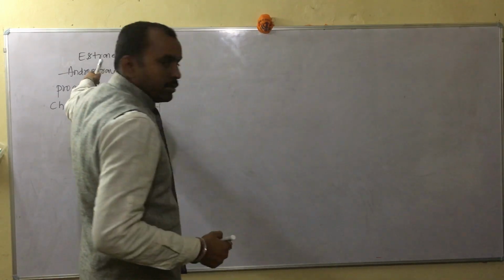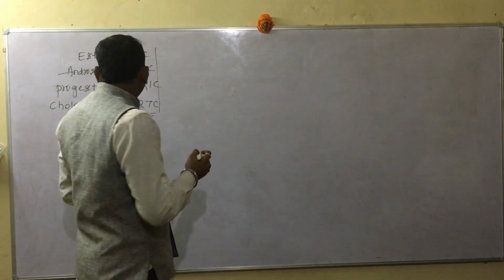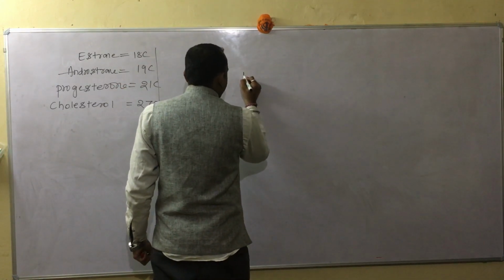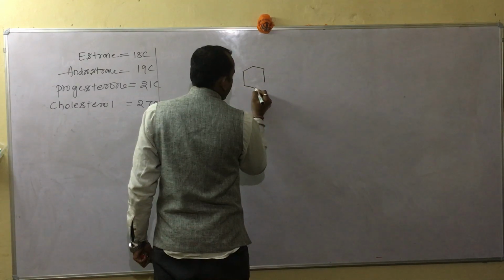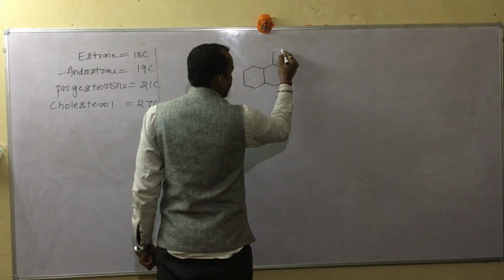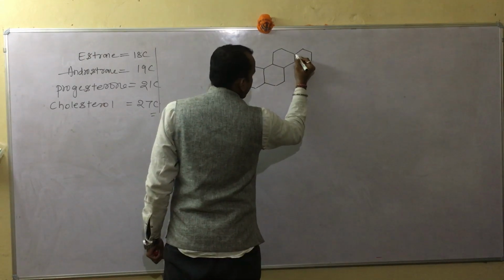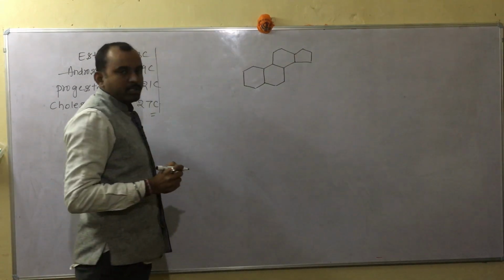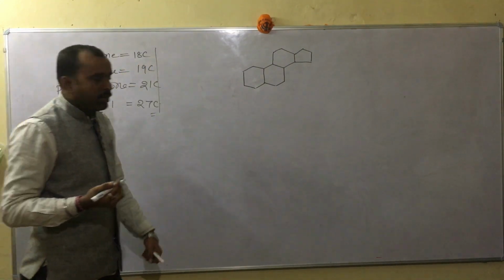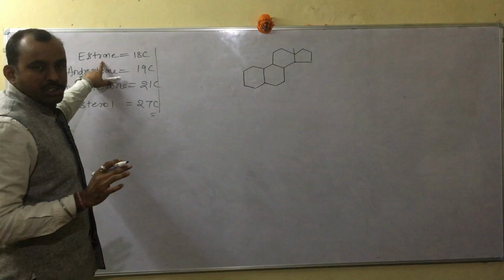Now let us see some structures with respect to the nomenclature of steroids. First one is estrane. So estrane is an 18 carbon steroid. Let us draw its structure. This is your cholesterol nucleus, that is the backbone. Now I said to you it is 18. This is 17, now this is 18. So this is the backbone of estrane.